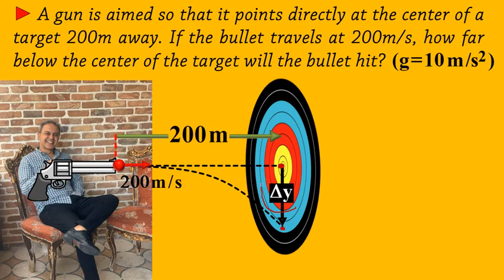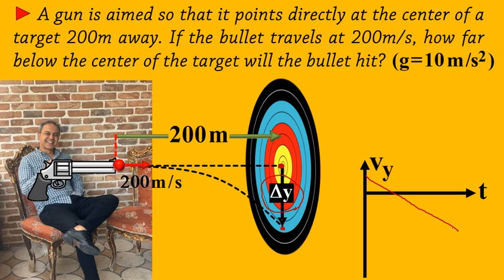Delta y is the area under the graph in vyt. And we know that vertical motion here is an accelerated motion with acceleration of -10. So Vy must be a line with negative slope. Something like this, or something like this, or even something like this. For choosing one of these three lines, pay attention to the beginning.